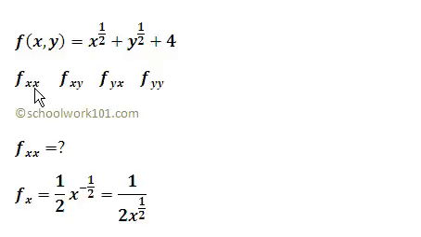This is f with a subscript xx, which means we're taking two partials here, and both of them with respect to x. So we're going to be taking the derivative of this one first with respect to x, and then the partial with respect to x again. Okay, so let's do that. So here we go. I got the question mark, but we'll be able to figure that out here in just a minute. So the partial with respect to x.